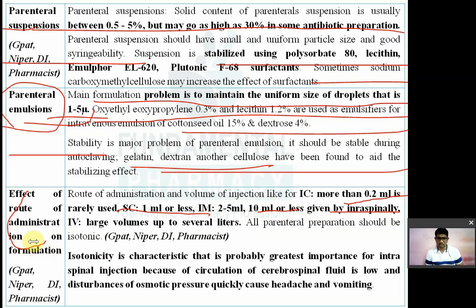क्वेश्चन इसके ऊपर आ चुका है. By intravenous route you can even inject several liters of fluids. So all parenteral preparations must be isotonic. What do you mean by isotonic? It should have the same osmotic pressure as that of the blood plasma.